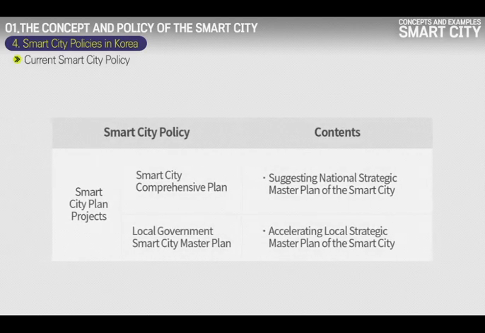The Smart City Planning Project has a national comprehensive plan for the efficient creation, management, and operation of the smart city and a local smart city plan that is being promoted by local governments. The Regional Smart City Plan has been established by 37 local governments, including Seoul and Busan.